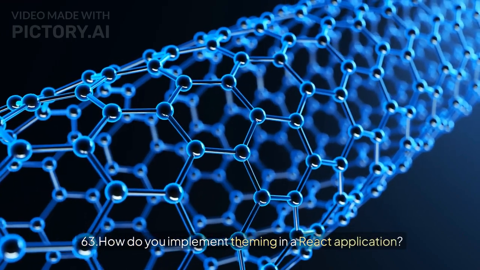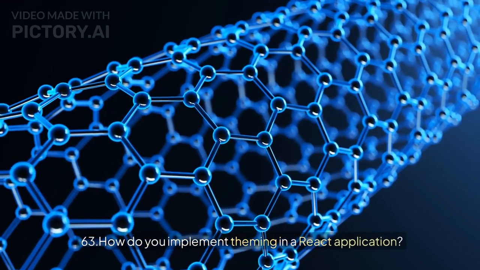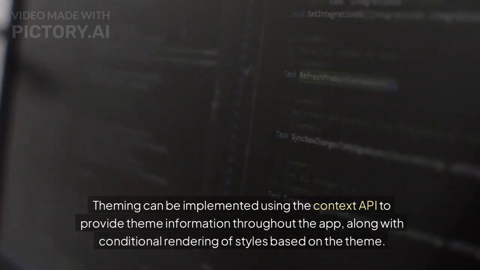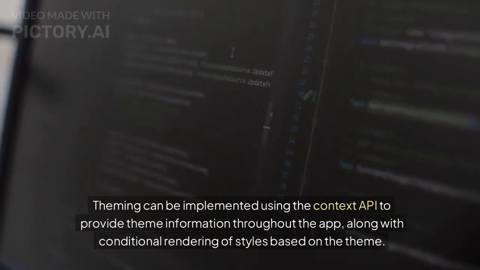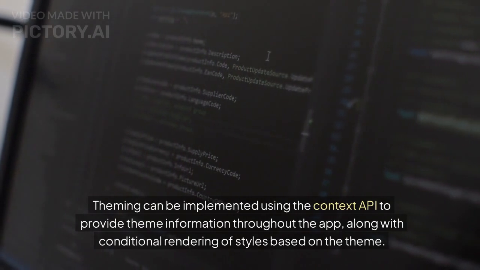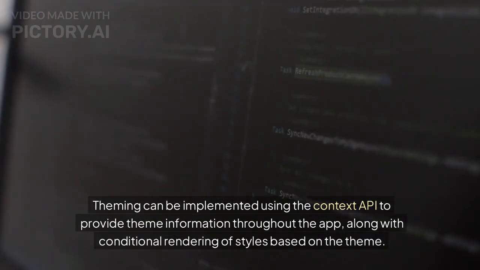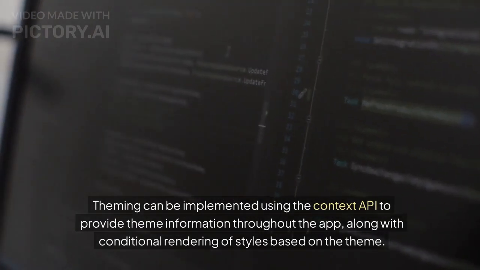63. How do you implement theming in a React application? Theming can be implemented using the Context API to provide theme information throughout the app, along with conditional rendering of styles based on the theme.